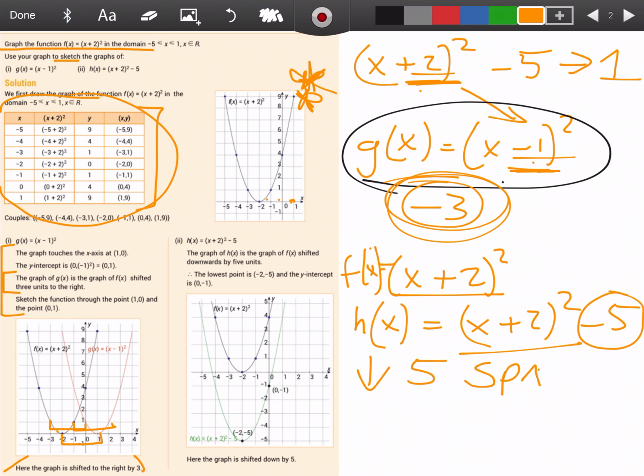So the graph looks the same. It stays the same shape. All that's happened is that it's moved down 5 spaces. Look. 1, 2, 3, 4, 5. And the same with that one. Dropped 5 spots there and there and there. That's all that's happening. Okay?